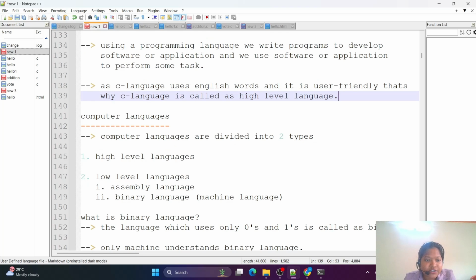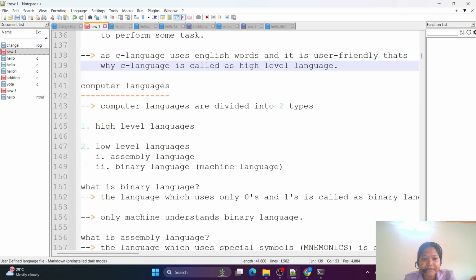So today we'll start with computer languages. Computer languages are basically classified into two types. First one is high level language, and second one is low level language. High level language is like English language, or we can call it the language which is more user friendly, or which is more close to the human being. It is just like English language. Then high level language actually has some advantages and disadvantages as well.